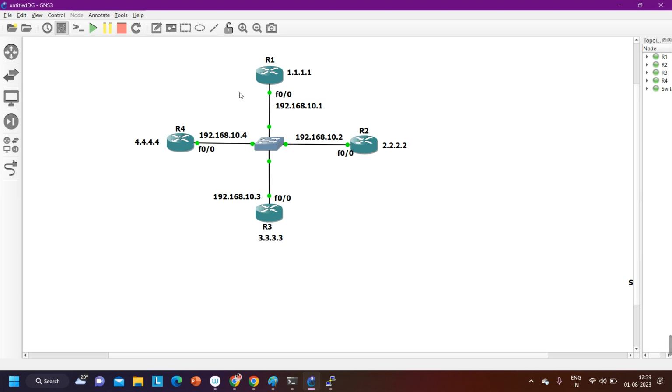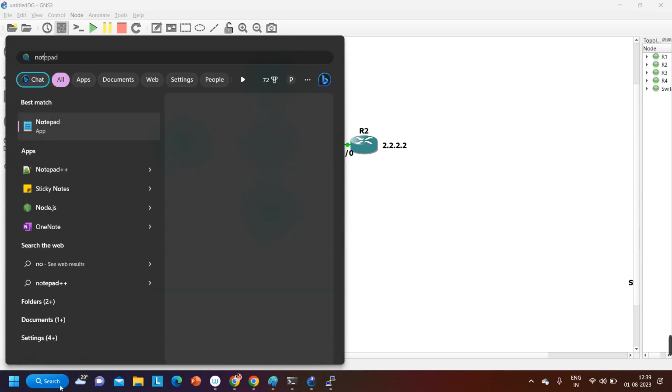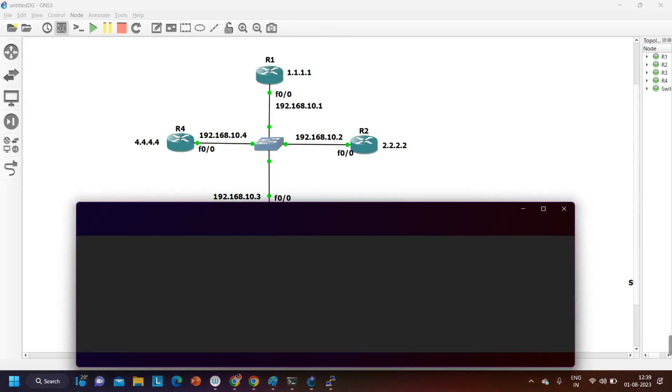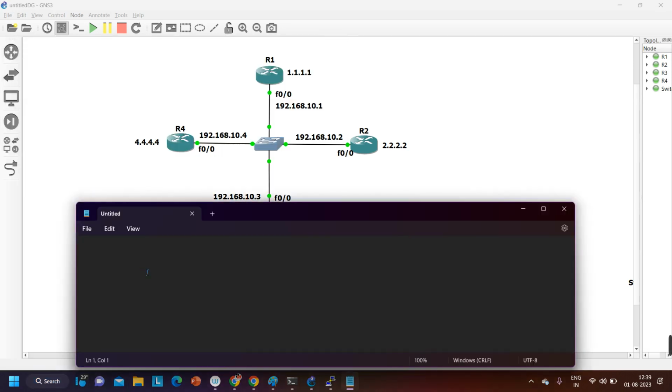Okay, so let me do one thing. Here I am going to enable OSPF now. First of all, let me write the command in Notepad so that I can put the command on all routers within 40 seconds. What command do I need to run? Router OSPF process 1 and network 192.168.10.0, and area 0. I need to run this command on all routers. Let me copy the command.